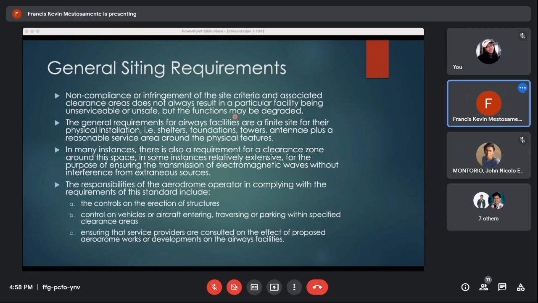So may mga parts sa airport na mga airways facilities na kailangan mo ng clearance with the ATC before you cross on that area. Kasi nga, these are sensitive. Madedegrade yung function nila when natakpan or na-block yung kanilang operation which will affect yung landing or approach aircraft. So that is one example. You could look back into our previous PowerPoint. That's the ILS mandatory sign.